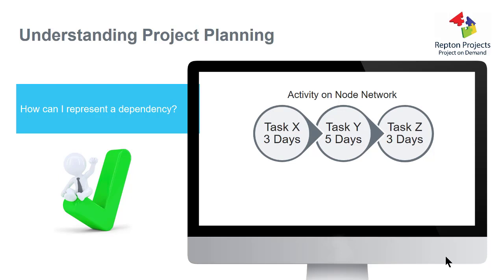As you can see from this, I've got a task X, a task Y, and a task Z. Underneath, I've got task X will take 3 days, task Y will take 5 days, and task Z will take 3 days. The arrows on the circles represent a dependency. What I'm saying there is task Y cannot start until task X is completed, and task Z cannot start until task Y has been completed. So the entire project, if it's got those 3 tasks in it, is going to take 11 days.